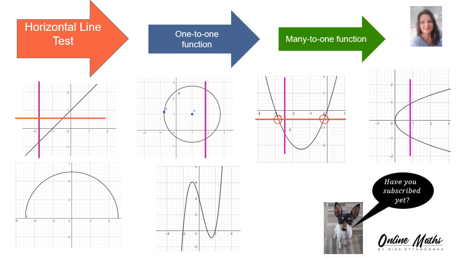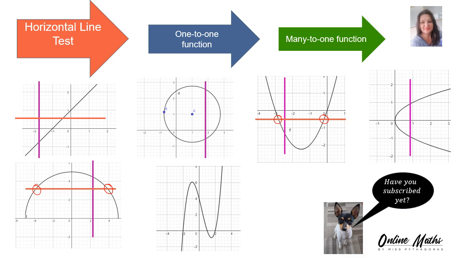Down here, half a circle. When we do the vertical line test, the half circle cuts it once. Therefore, it's a function. When we do the horizontal line test, you will see that your graph cuts the horizontal line twice. Therefore, it's a many-to-one function.